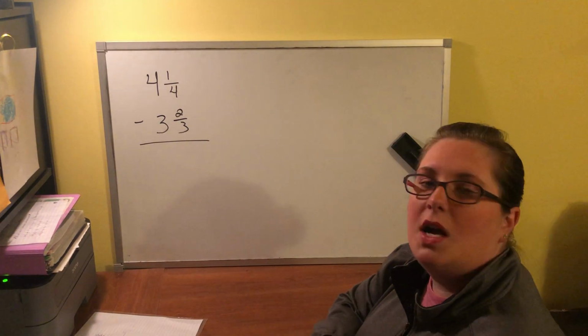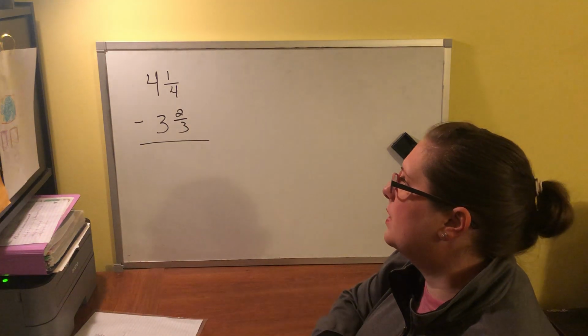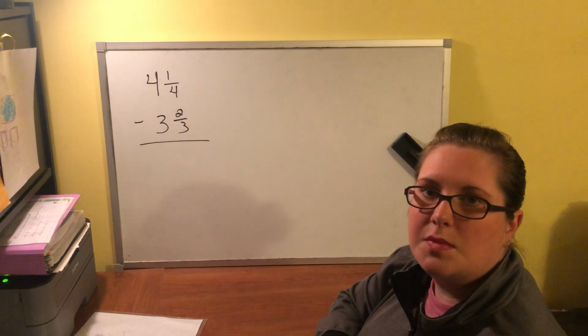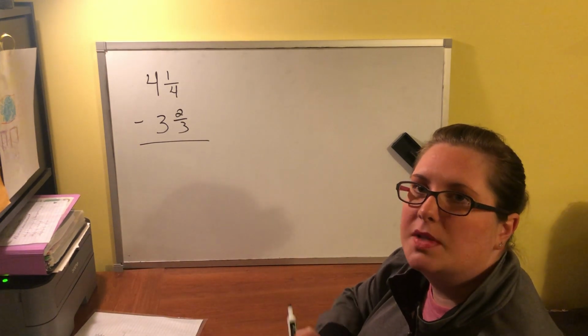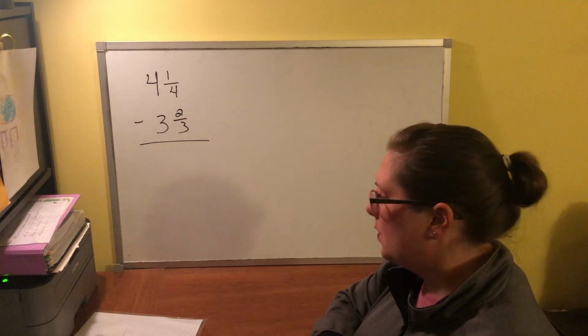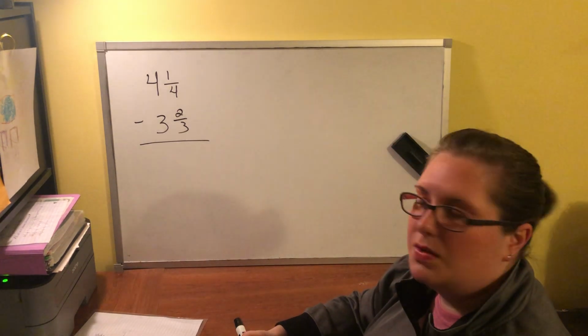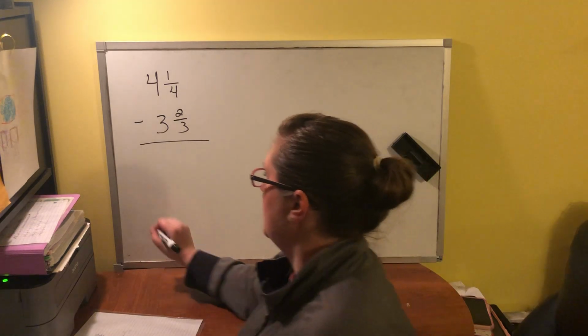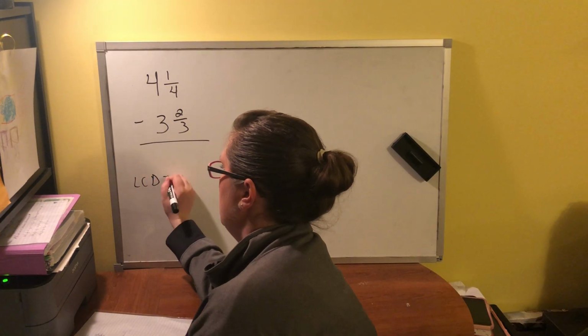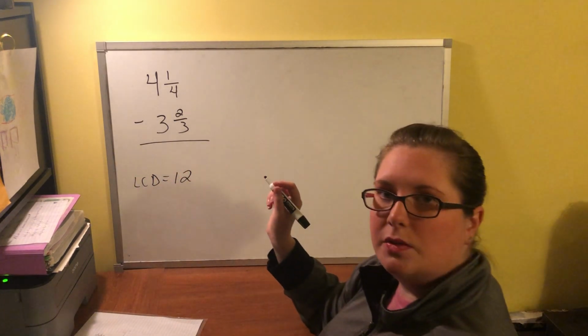But right now I can't subtract them, right? I have 1/4 minus 2/3. Well, they don't have the same denominator, and you have to have a common denominator. So the first thing we want to do on the side is come up with an LCD for 4 and 3. So our LCD would be 12, okay?